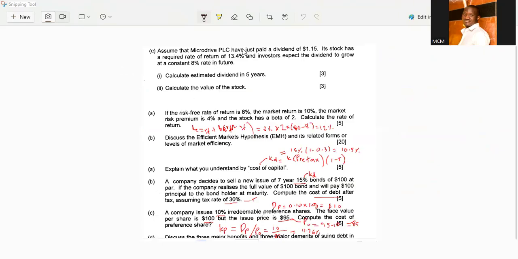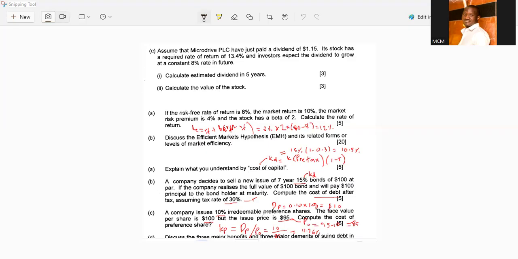assume Microdrive has just paid a dividend of 1.15, and the required rate of return is 13.4, and the investor expects the dividend to grow at a constant rate of 8% in future. Estimate the dividends in 5 years and the value of stocks today. So who remembers what to do here? Using the constant growth model, we want to calculate the value of the dividends in the first 5 years.